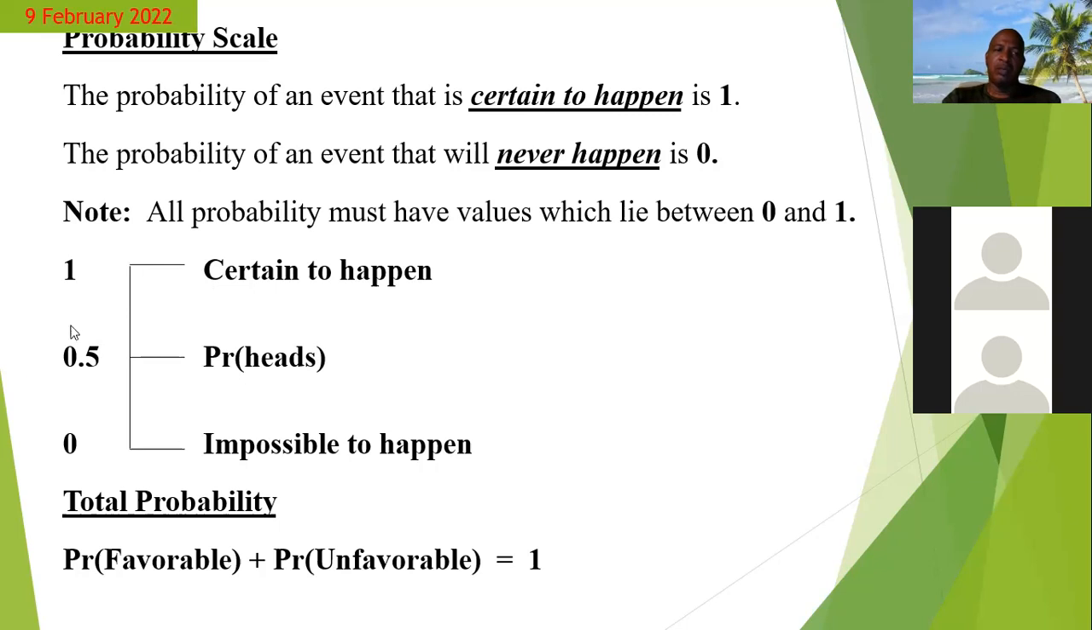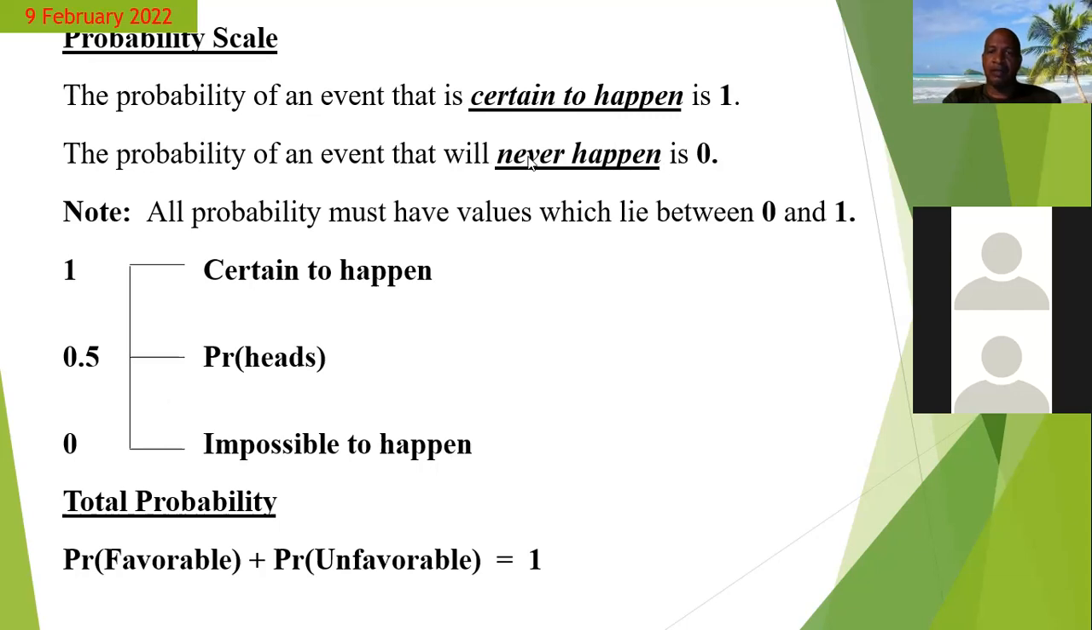Now, we use the probability of 1 and the probability of 0 to mean that if something has a probability of 1, it is certain to happen. If something has a probability of 0, that means it will never happen. So anything that is certain to happen will have a probability of 1. For example, one day we must die. That is certain to happen, so that has a probability of 1.